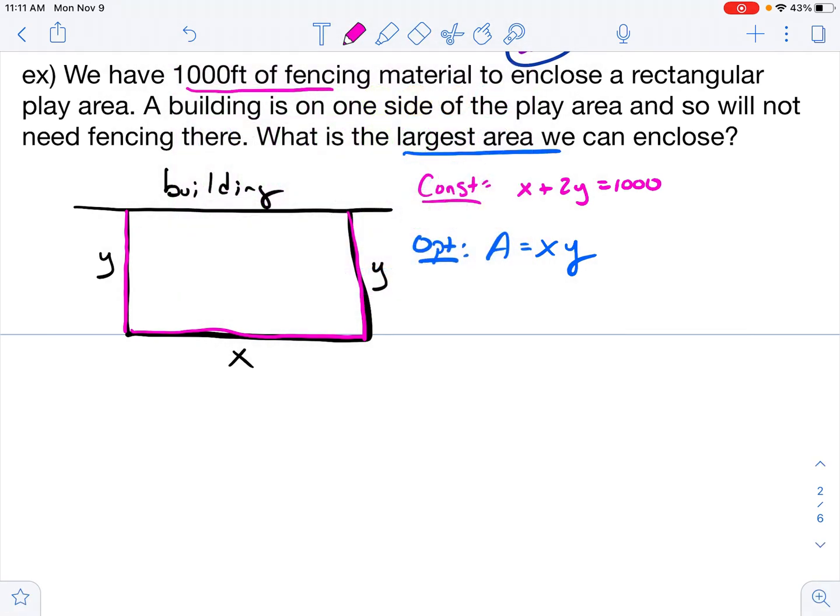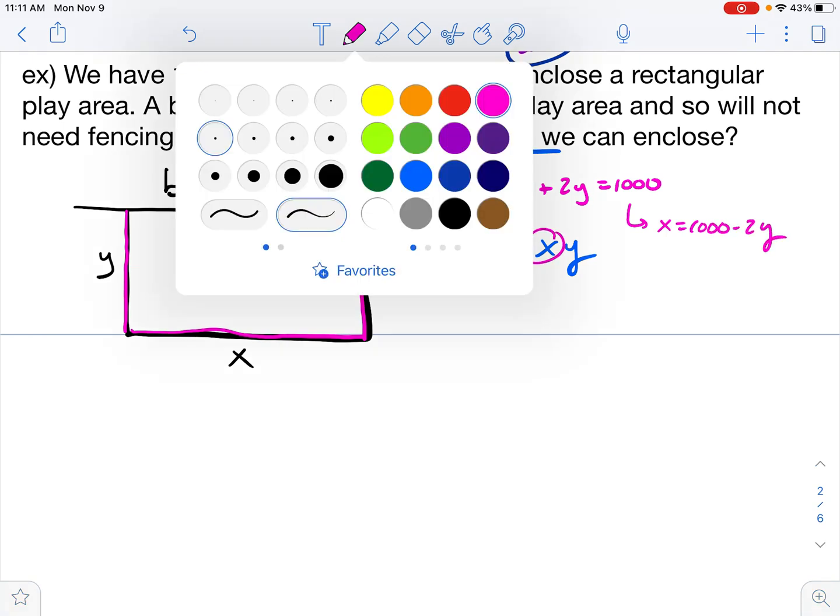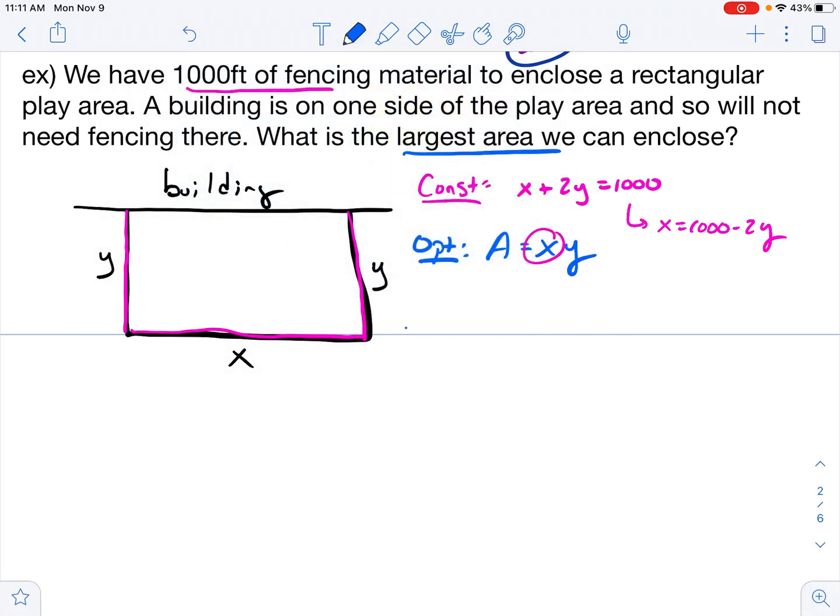And now going through the process, let's solve the constraint for a single variable. I think x is a little easier to get alone because we won't have to divide by 2. So x is 1,000 minus 2y, and I'll replace x in my optimization equation with that.